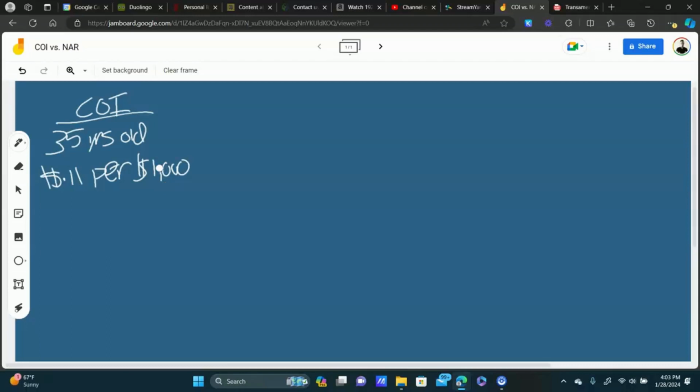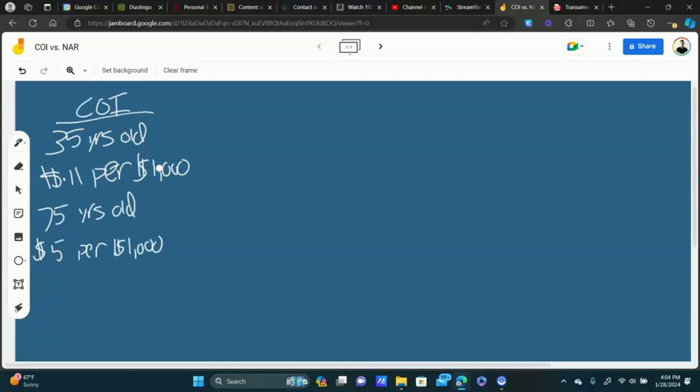The problem starts to arise, or the potential for issues starts to arise as I get older. So let's say I build this thing up for 40 years, and at 75, now I'm 75 years old, and I'm going to start taking income from this thing. My cost of insurance might actually be like $5 or $6 now, for the same $1,000 of death benefit.